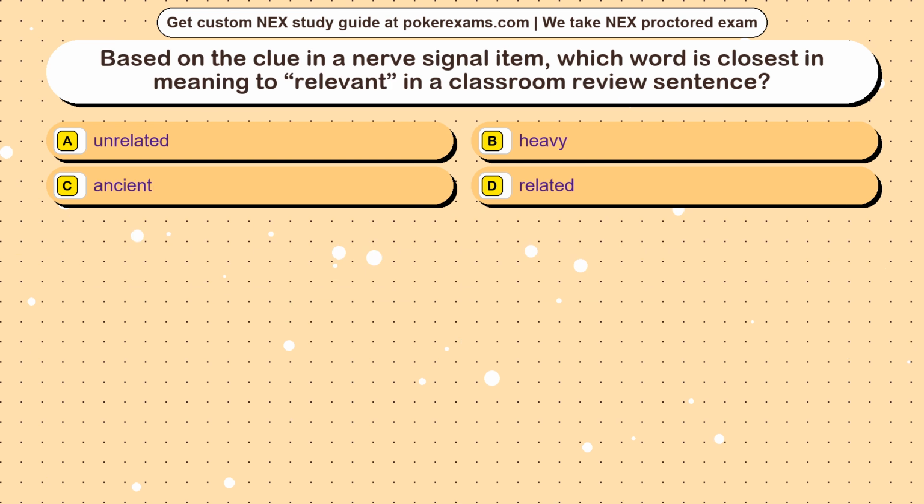Question 17. Based on the clue in a nerve signal item, which word is closest in meaning to relevant in a classroom review sentence? Option A, unrelated. Option B, heavy. Option C, ancient. Option D, related.